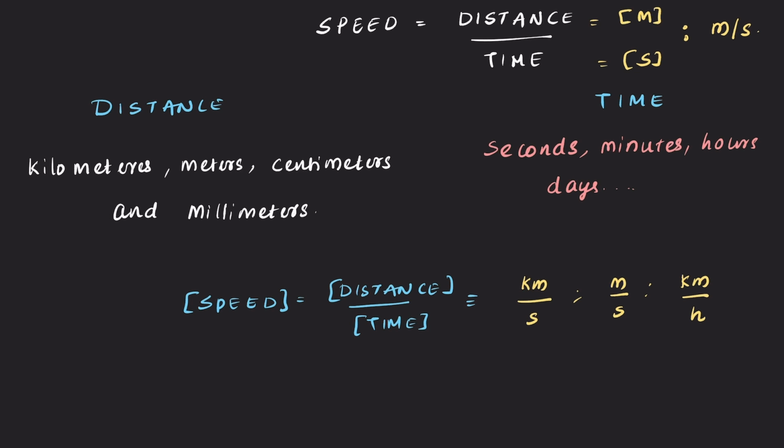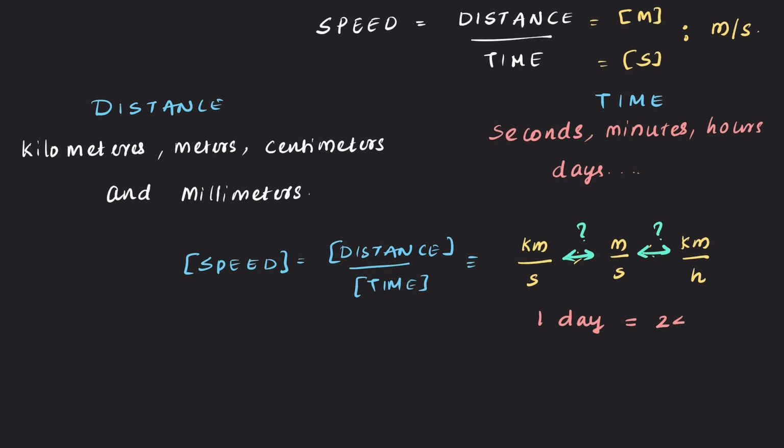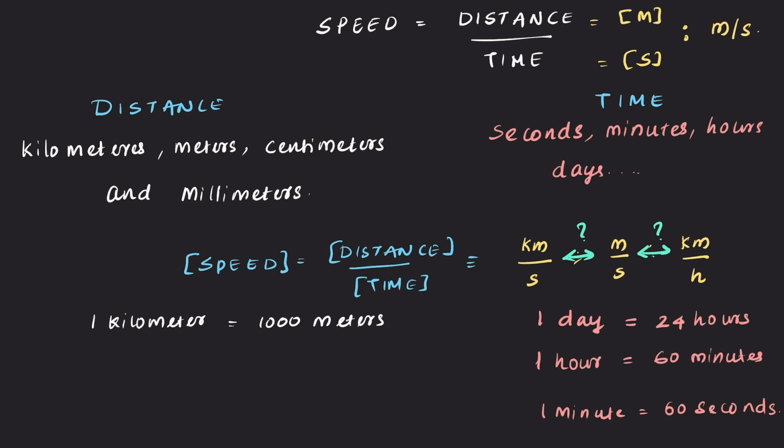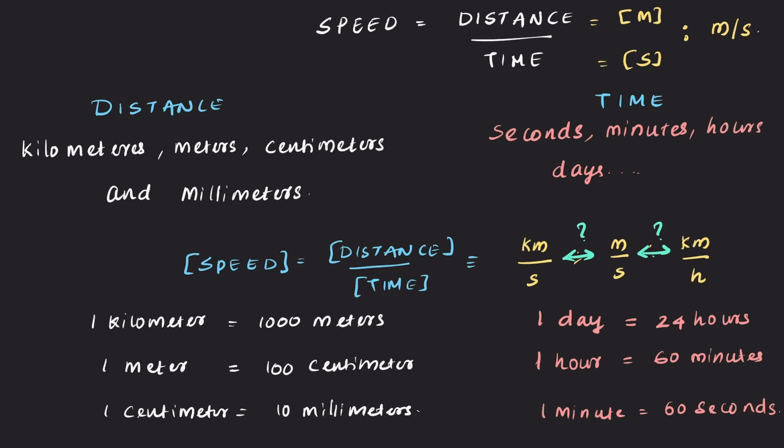Now, how do we convert between these? We need some basic conversion facts. 1 day is 24 hours. 1 hour is 60 minutes. 1 minute equals 60 seconds. And for distance, 1 kilometer is 1000 meters. 1 meter is 100 centimeters. And 1 centimeter is 10 millimeters. These simple relationships help us translate from one unit to another, whether we are working with time, distance, or speed.